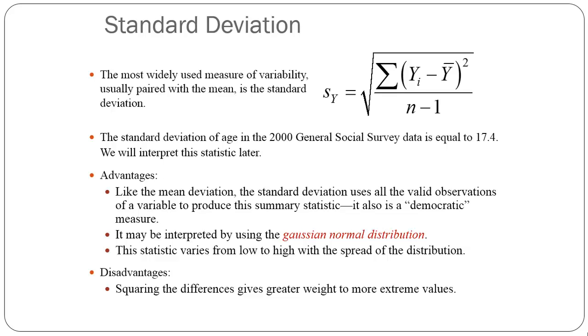For quantitative data, the standard deviation is the most widely used measurement. In the General Social Survey, the standard deviation of age is equal to 17.4.